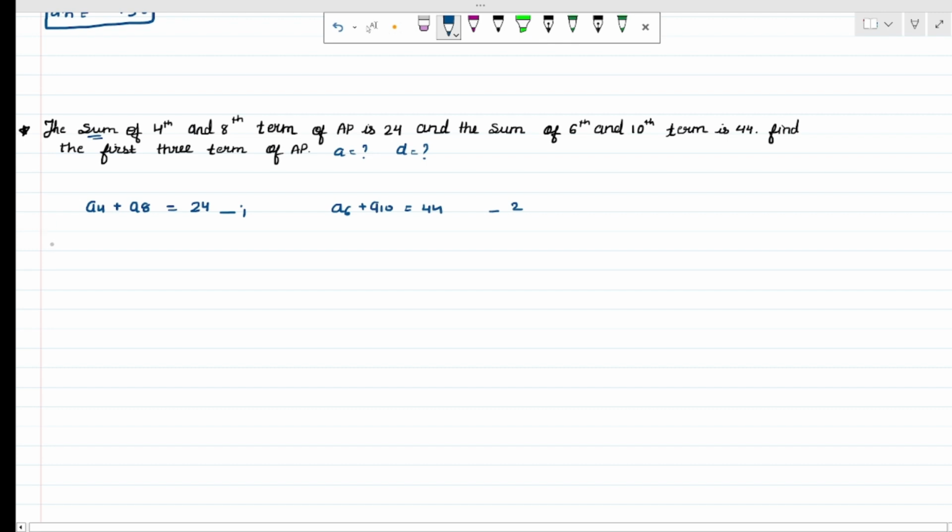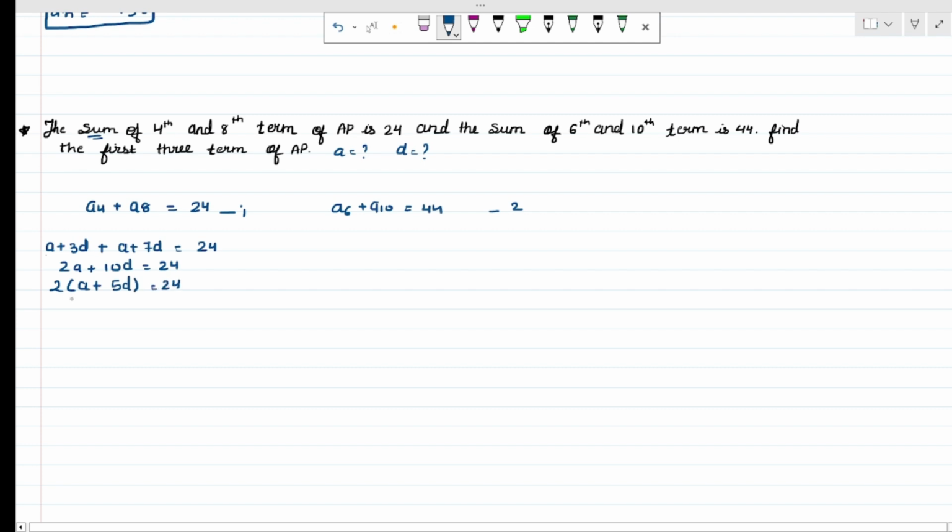As we studied earlier, what will the equation become? A plus 3D. Just reduce one number from the given number. For A8, it will become A plus 7D equals 24. Now solve this. A plus A gives me 2A, plus 7 plus 3 gives me 10D, equals 24. Now you can see in this equation that 2 is common. So take out 2, it will become A plus 5D.